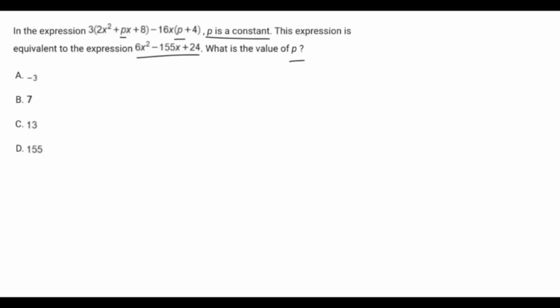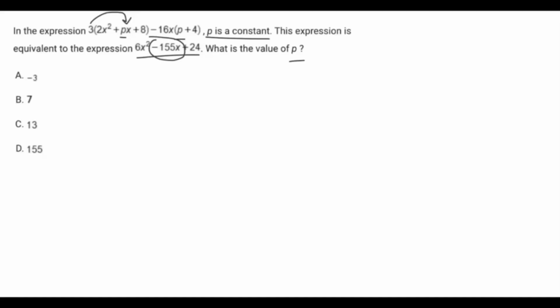But the thing to notice here is that p is only in the terms with x. So what I mean by that is you can see 3 times px, right? That's going to give you 3px. And then over here you have negative 16x times p. That's negative 16px, right? So that is all under the same x term. If we look over here, that means it's only going to affect this term right here, negative 155x, because p can be anything and it won't affect the 6x squared or the plus 24 constant.